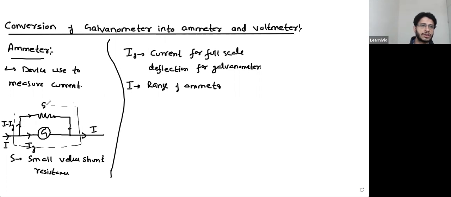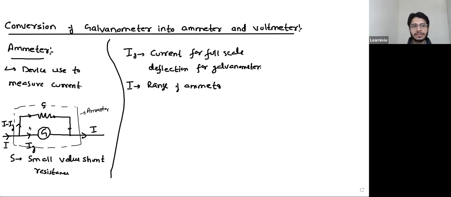This whole system, the galvanometer with this shunt resistance, is basically your ammeter. Just by connecting a low value shunt resistance in parallel with the galvanometer, its overall resistance decreases as well as its range increases. Earlier, it could measure only Ig current, but now you can pass your current I more than Ig through it.